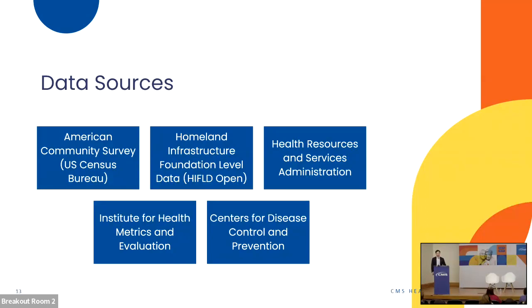Demographic data for the index came from the American Community Survey from the census. The Homeland Infrastructure Foundation-Level Data set from Homeland Security is the source of the facility location, so pharmacies, urgent cares, hospitals, and this is a publicly available data set as well. All of these are publicly available. HRSA, IHME, and the CDC are the sources for medical vulnerability and pre-existing conditions, and also the number of primary care physicians, which is a variable included in the healthcare infrastructure and access theme.